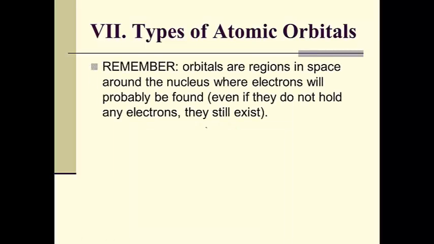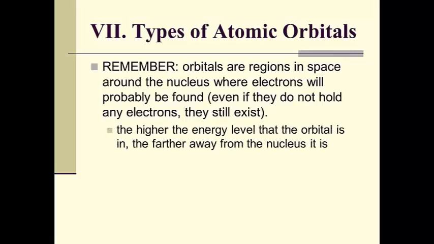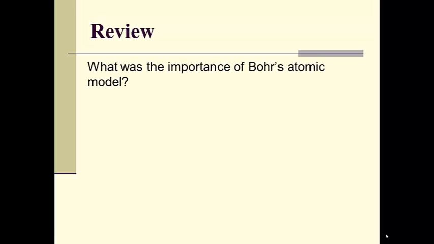Remember, these orbitals are just regions in space around the nucleus where electrons will probably be found. Even if there's no electrons in them, they still exist. And the higher the energy level that the orbital is in, the farther away from the nucleus these regions of space will be. So, for review, what was the importance of Bohr's atomic model?